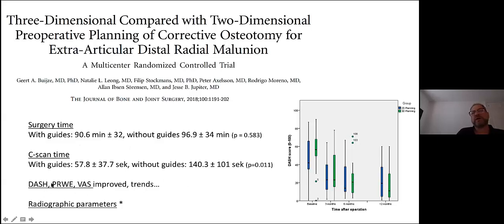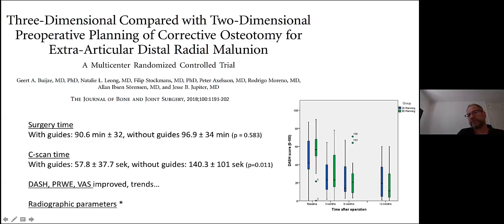These are different kinds of patient-reported outcomes. It includes pain and the ability to rotate your arm or lift things. But none of these were actually significant, but they were strong trends. Radiographic parameters were significantly improved, or better, I would say, in the guided group. You can see a little bit about the DASH here. It's a common functional score.